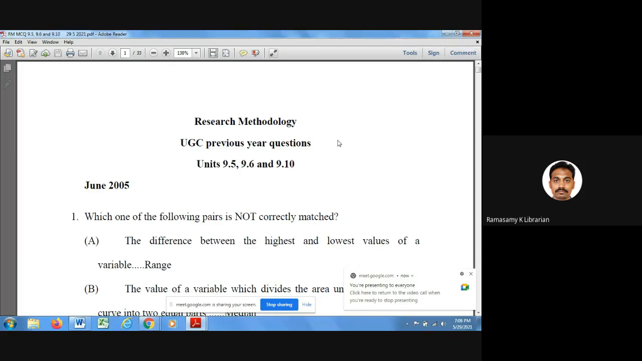Being the sixth day, we are going to discuss the previous year UGC questions, covering these 6 different units that we discussed in the last 2 days. Starting from the reporting of your results, then statistical analysis, scientometric and bibliometric studies, and the so-called impact metrics. That is what we are going to cover in today's class.